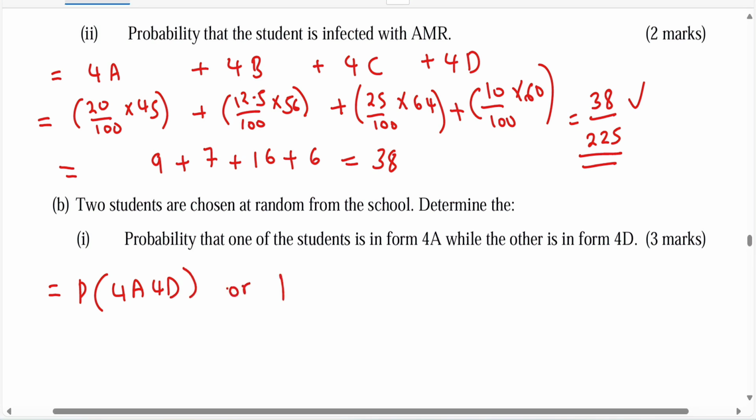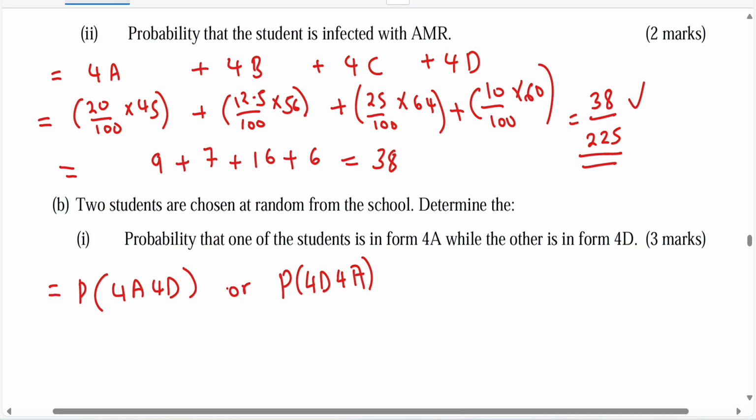Or there's a probability that the first student comes from Form 4D and the second student comes from Form 4A. Okay? So you may wonder why we write it this way. Why waste time saying the first is from Form 4A and the second from Form 4D?